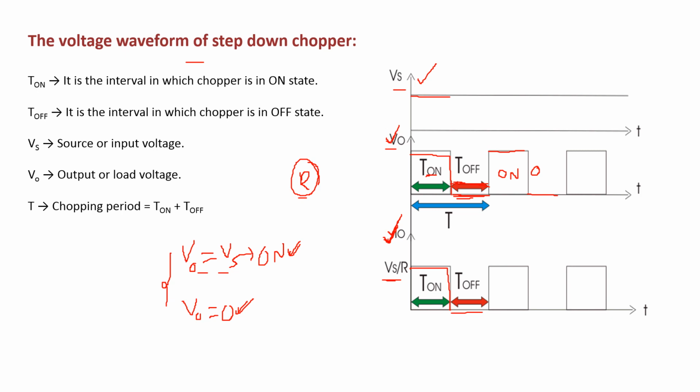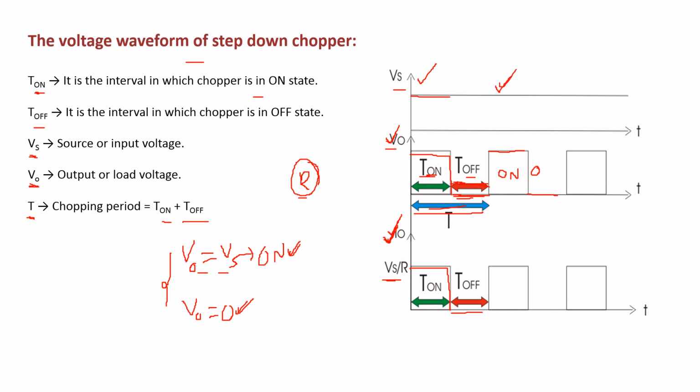Here T on is the on time of the chopper. Similarly T off is the off time of the chopper. Vs is the source voltage or input voltage. V0 is the output voltage or load voltage, and T is the chopping period, that is, the summation of on time and off time. This is the chopping period, that is, on time plus off time. These are the waveforms related to the step down chopper.